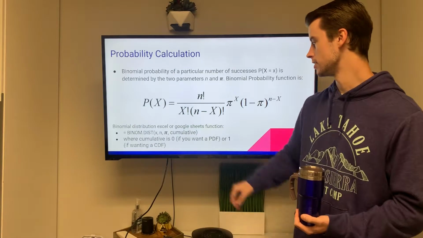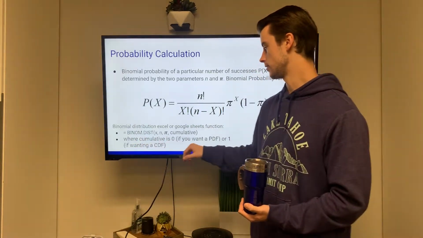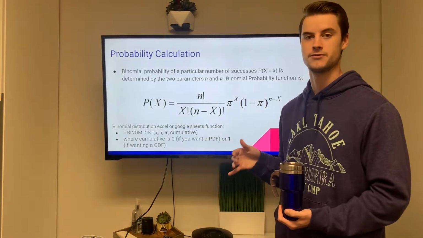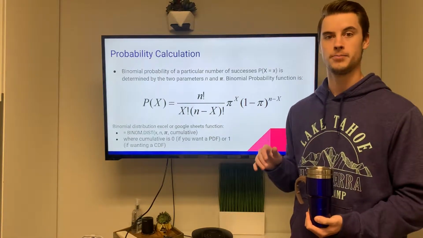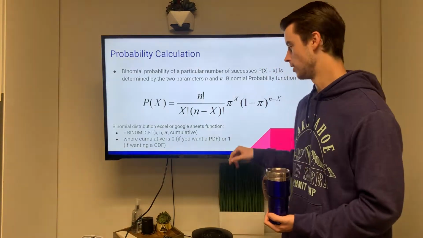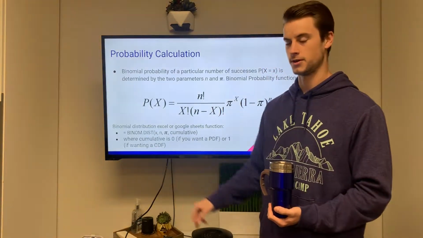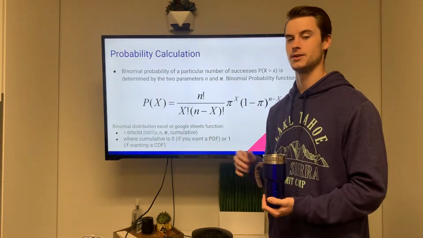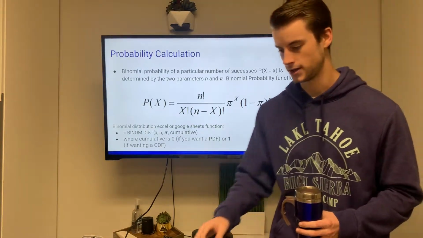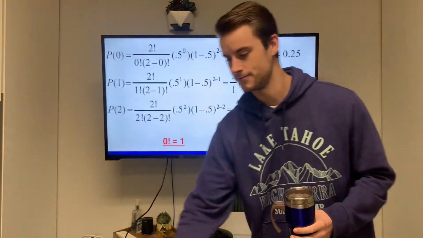So what I mean by cumulative is we can do one of two things. Cumulative can be 0, and that's if you want a probability distribution function, just the regular PDF that we talked about. Or you could put 1, and that's if you want a cumulative distribution function, right? A lot of times we'll do 0 for PDFs, we'll do 0 more than we'll probably do 1, okay? That's just for Excel though, right?